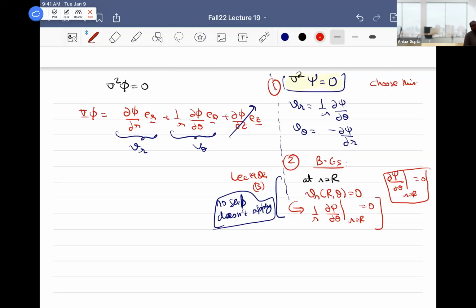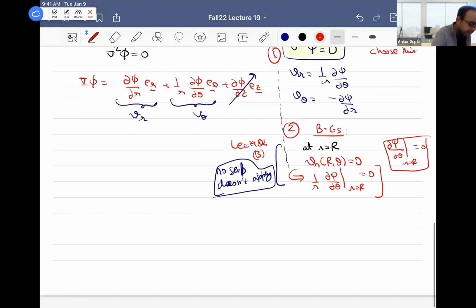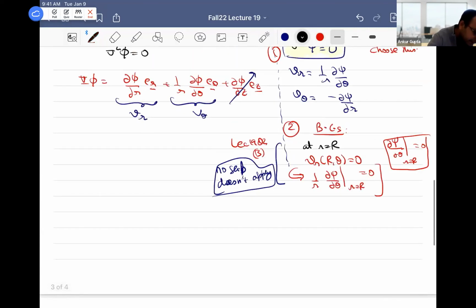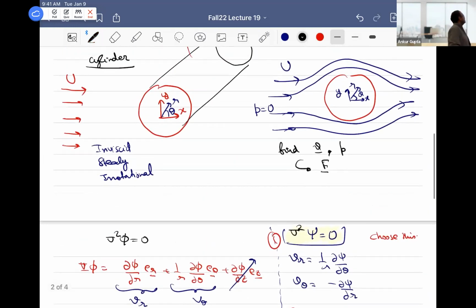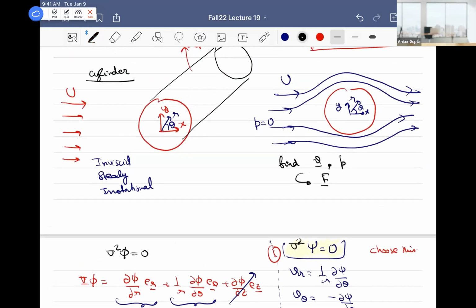So now what is my other boundary? That's at infinity, at r equal to infinity. What is the velocity at r equal to infinity? Would somebody suggest how I should write it? What is my velocity far away? U, but velocity also has a direction, so it's u ex, right? It's in the x direction. So it's u ex.